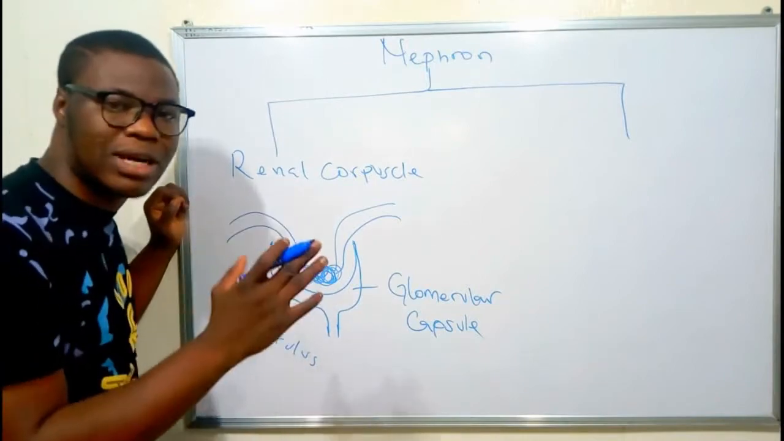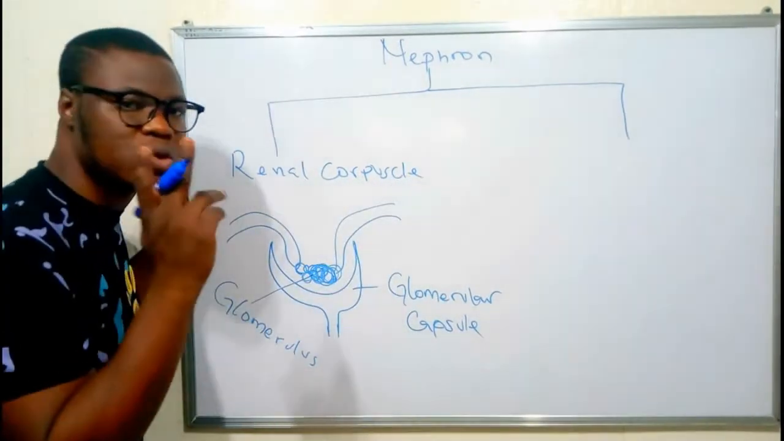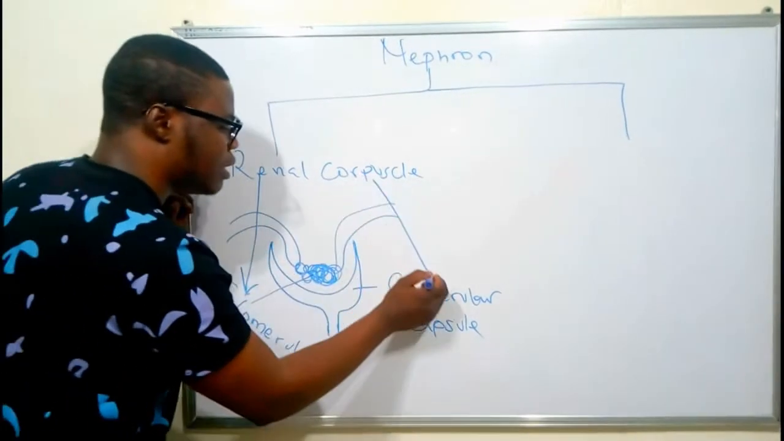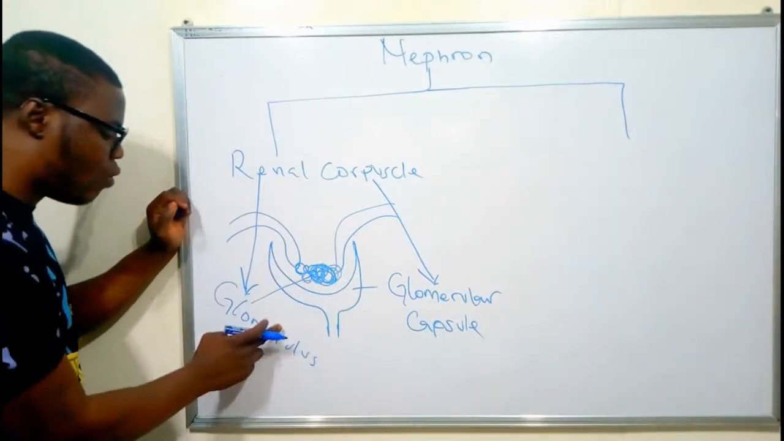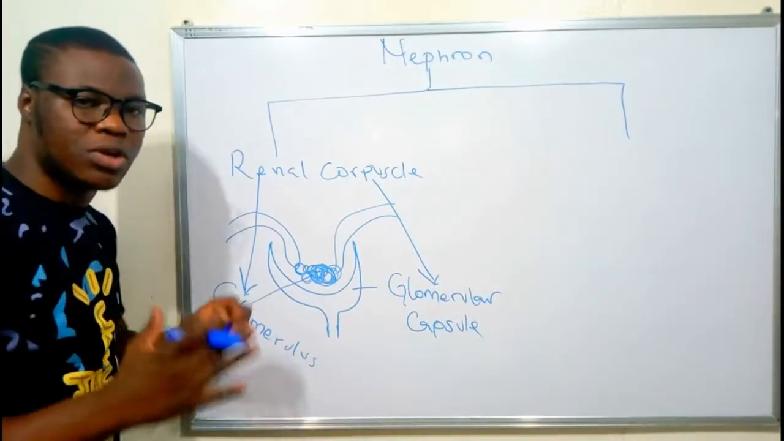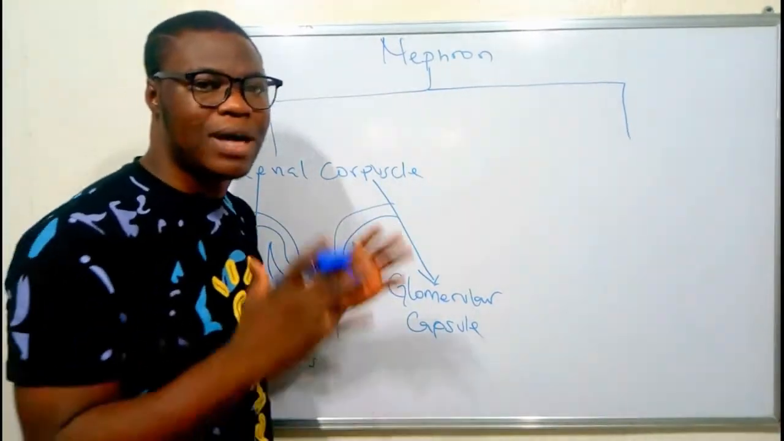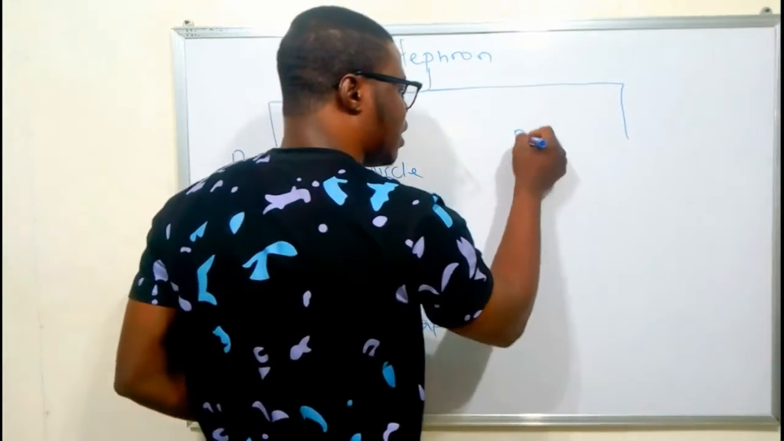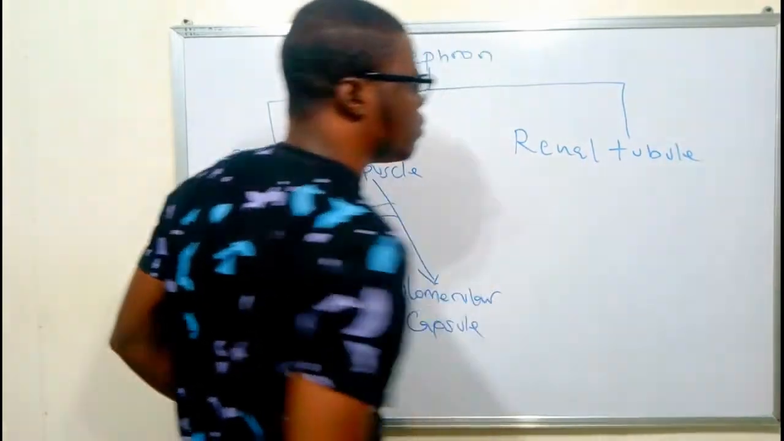But before talking about that, just know that this renal corpuscle is made up of two things. The first one is the glomerulus and the other one is the glomerular capsule. What is the glomerulus and what is the glomerular capsule? I'm going to be talking about that later on. So the second part of the nephron is called the renal tubule.